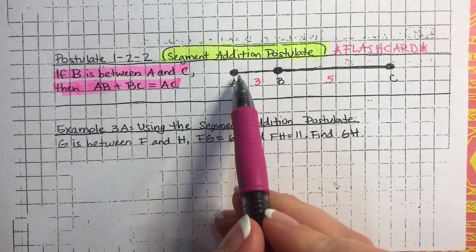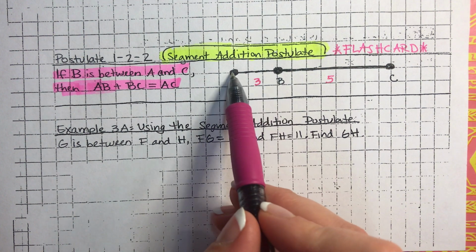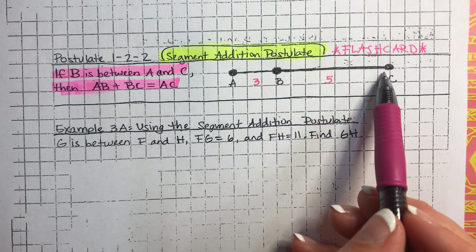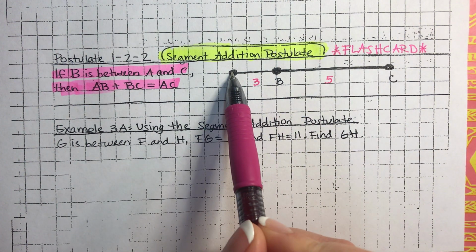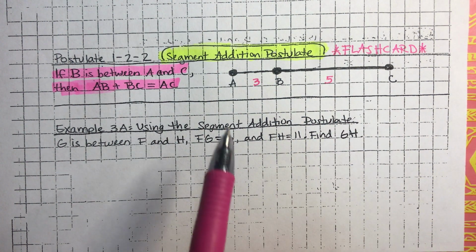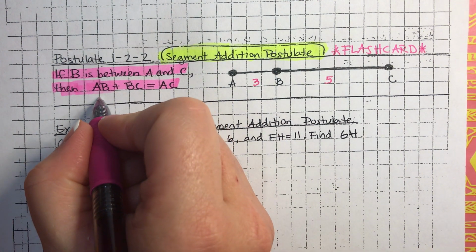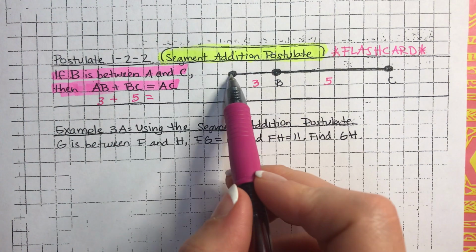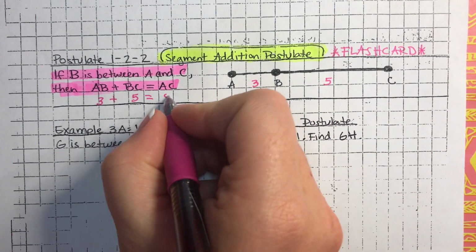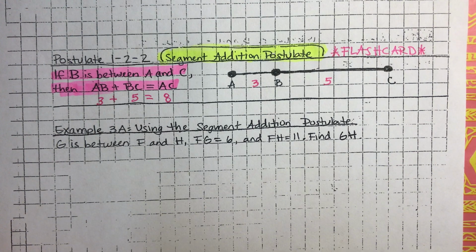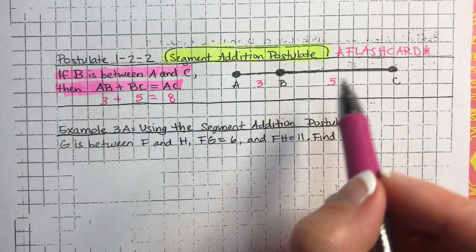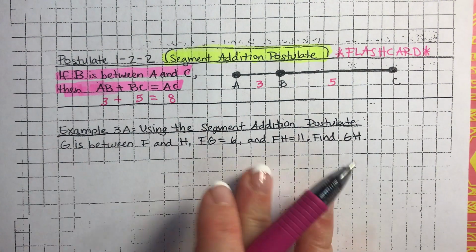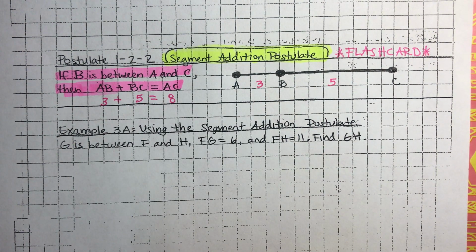So what it's saying is that the distance between here is 3, the distance between here is 5, so what would be the whole distance from A to C? Well, all it's saying is you take 3 plus 5, and that will give you the whole thing, which would end up being 8. That makes sense, right? If you take this and you add it to that, then you'd have the distance of the whole thing. So that's the segment addition postulate, all right?